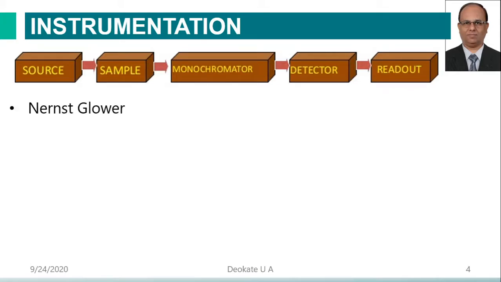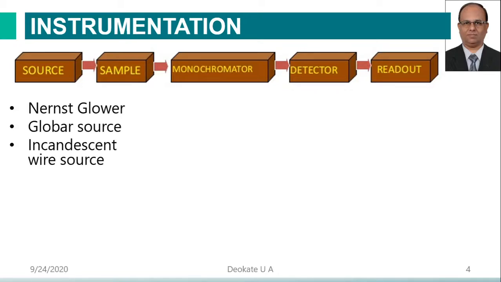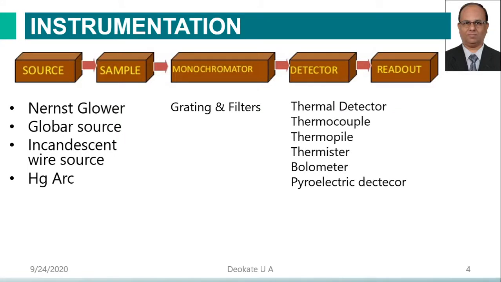The various sources which we are going to learn are Nernst glower, then glow bar source, incandescent sources, wire sources, and mercury lamps. Sample holders we'll see separately. Then monochromators are gratings and filters. Then detectors are generally thermal detectors, having thermocouples, thermopiles, thermistors, bolometers, and pyroelectric detectors. And the simple one is your readout devices, they are recorders.